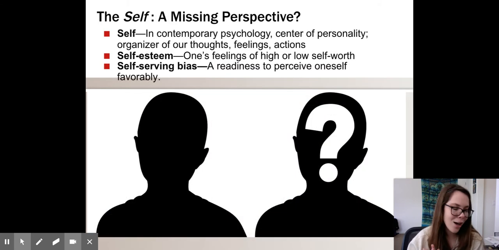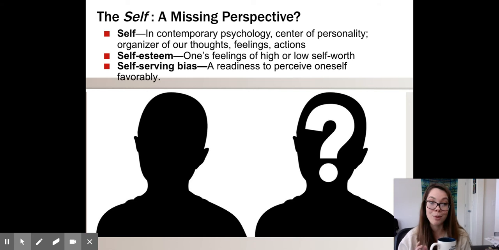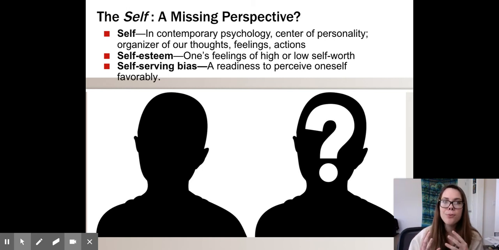And to finish off our last new topic, I'm going to take a sip of coffee, but this is our self, the self. What is missing in our perspectives of personality, and the self is actually coming up, it's kind of like newer research. So the self, they're still developing. This idea of the self is that our self is the center of our personality. It's the organizer of our thoughts, feelings, and actions. It's almost like our inner ego. It's our center of personality. Essentially, it's the self. And again, it connects to self-esteem, one's feelings of high or low self-worth, right?